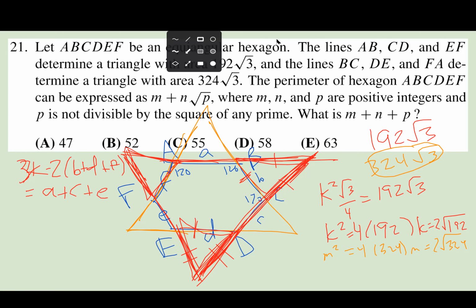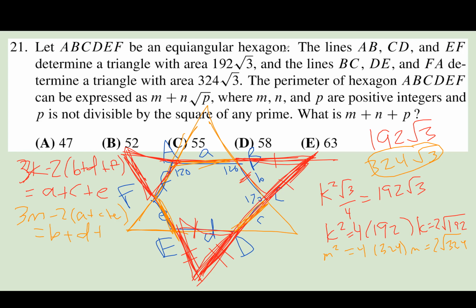And then again, by similar logic, 3M minus 2 times A plus C plus E, right, will equal B plus D plus F. So now you're probably thinking to yourself, where the heck do we go from here? So let me delete this because I need more room.